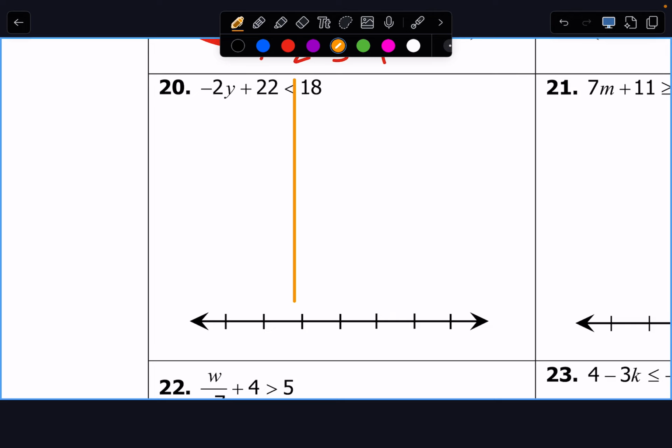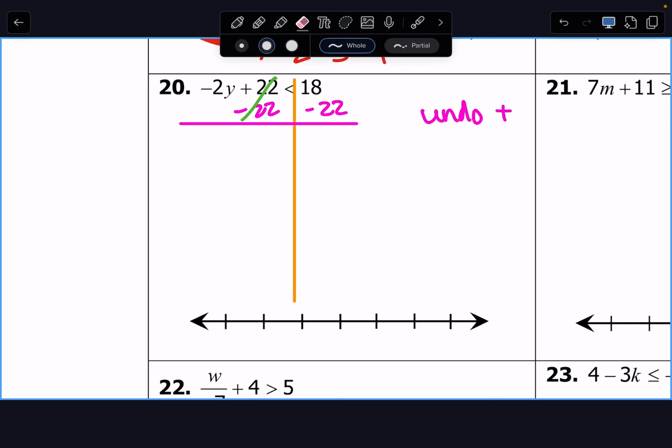Our first step looks like we need to do what? We need to undo that addition by subtracting 22. Okay? So 22 goes away. We still have this minus 2y. We still have the same inequality sign. And what's 18 minus 22? Negative 4. All right.